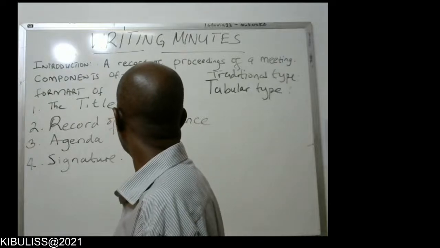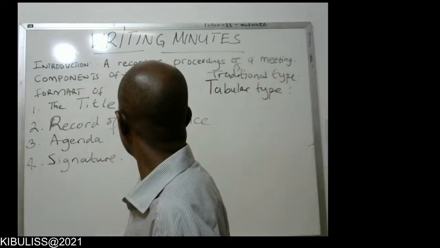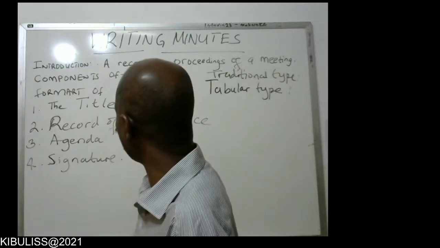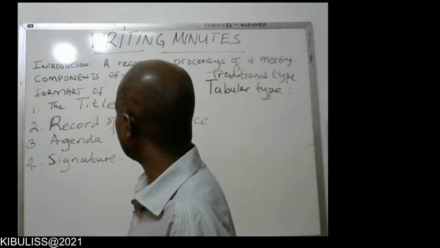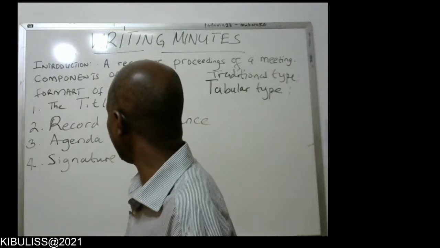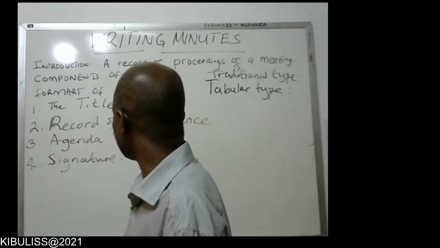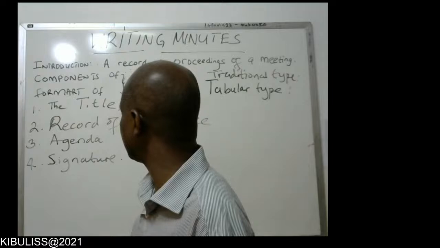Two, we have a record of attendance. These are the people who are present and people who are absent in a meeting. The third is the agenda. Agenda is an outline of what that meeting is going to discuss.